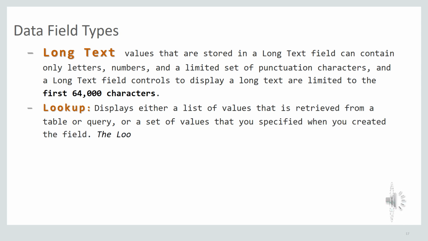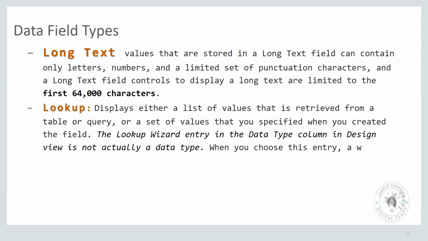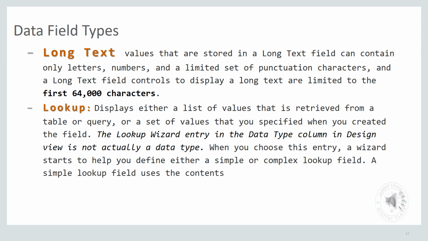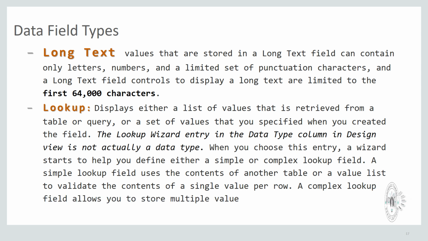The lookup wizard entry in the data type column in design view is not actually a data type. When you choose this entry, a wizard starts to help you define either a simple or complex lookup field. A simple lookup field uses the contents of another table or a value list to validate the contents of a single value per row. A complex lookup field allows you to store multiple values of the same data type in each row.